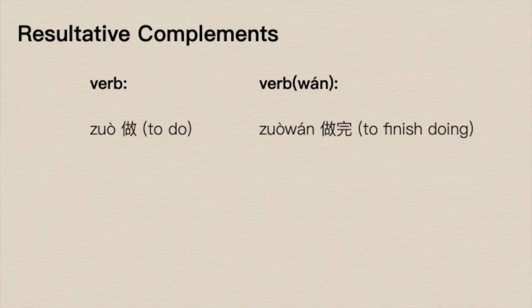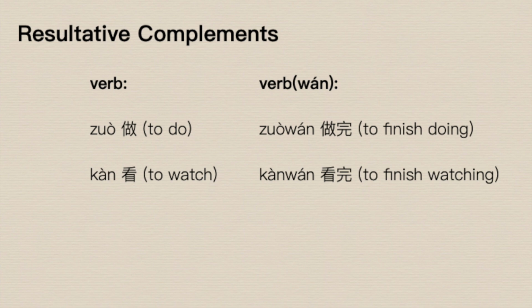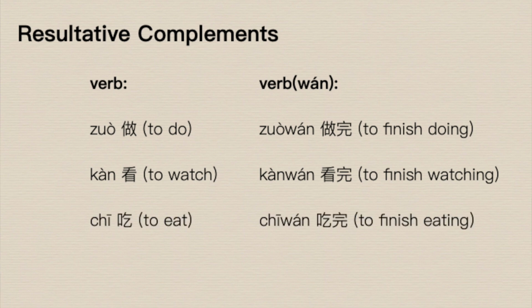So let's take a verb that works well with this wan resultative complement. The verb 做. 做 means to do. 做完 means to finish doing something, to complete. Take another verb, 看, to read or to watch. 看完, to finish reading or finish watching something, right? If you finished watching a long movie, you can say 我看完了. Another one real quick, 吃, to eat. 吃完, to finish eating.